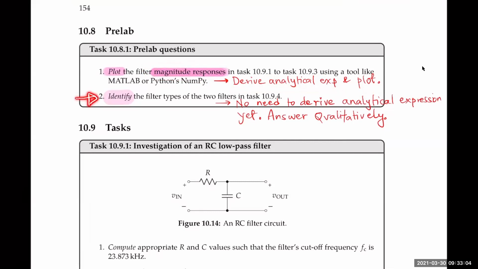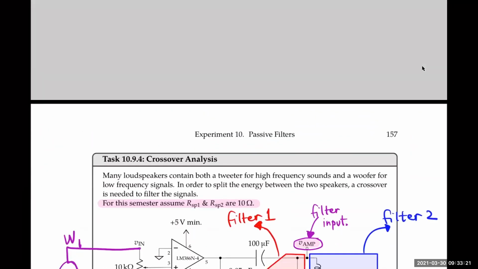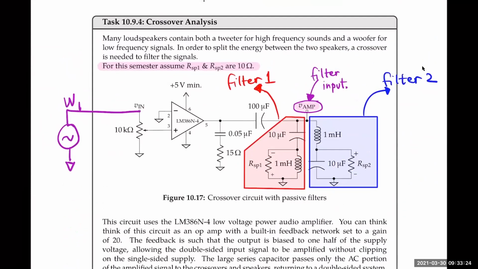And the second question, you're asked to identify what kind of filters the two filters in task 4 are. So are they low pass, high pass, band pass, or band reject? Let me show you what task 4 looks like. So this is task 4, and it's a huge circuit, but the filters only come towards the end, okay? So these are the two filters. The first filter is composed of a capacitor, and then an inductor and resistor in parallel. The second filter is composed of an inductor and a capacitor and resistor in parallel, okay?